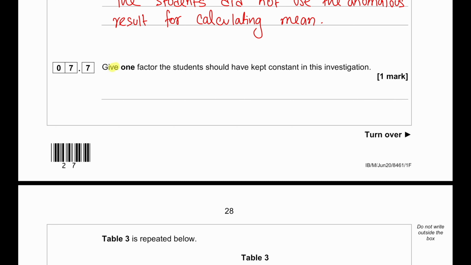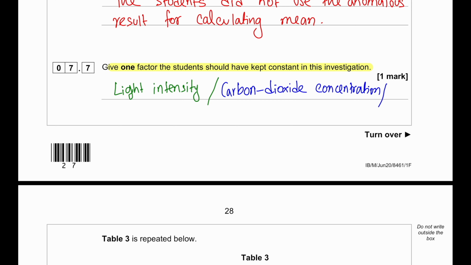Give one factor that the student should have kept constant in this investigation. The student should have used a constant light intensity or a constant carbon dioxide concentration, or the student should have used the same amount of pond wheat or the same species of pond wheat within this investigation to make the investigation fair. Guys, you will have to write only one of the points.